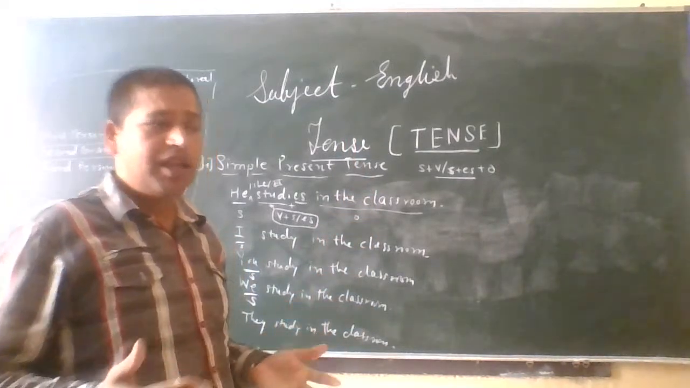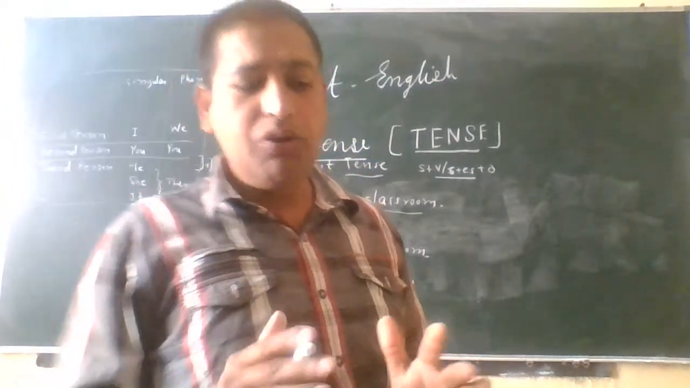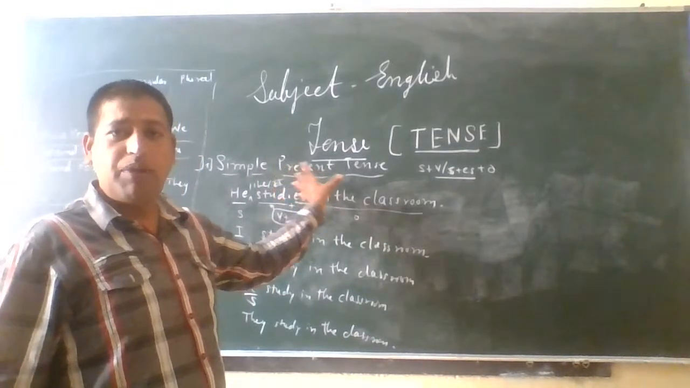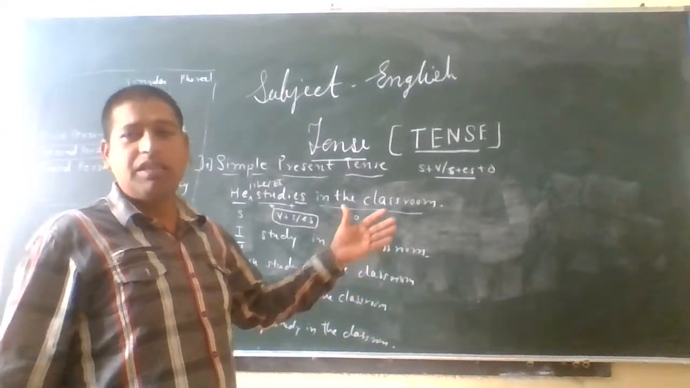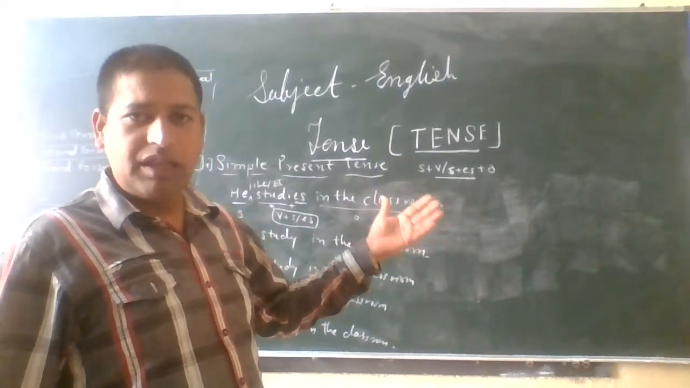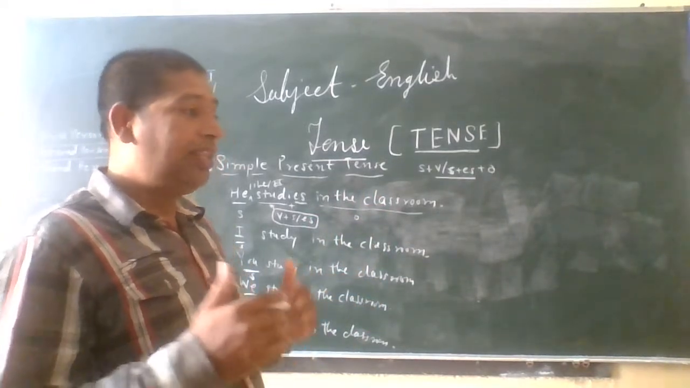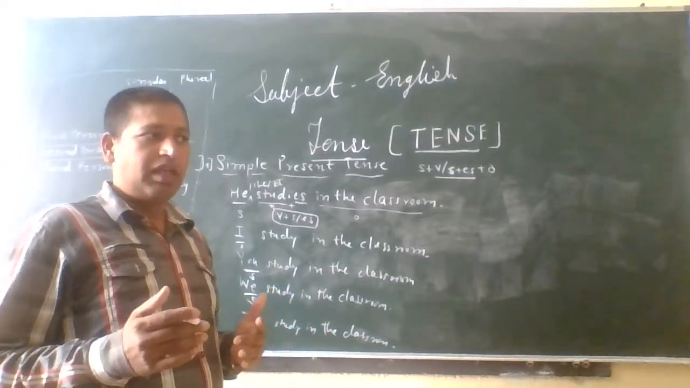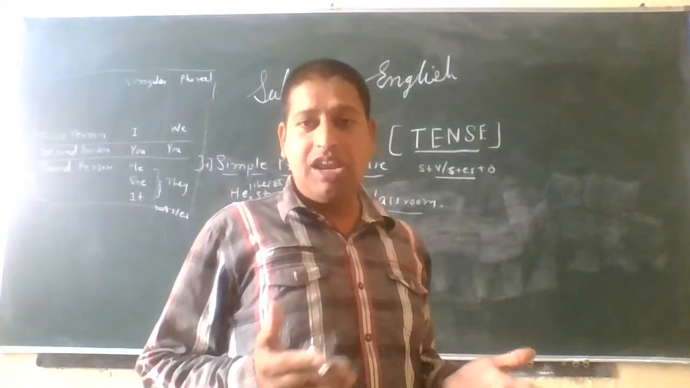Habitual action: what do we do in our day-to-day life? That comes in the simple present. For example, the sun rises early in the morning. The sun sets in the evening time. You can utilize these sentences in your day-to-day life. I read a newspaper. I study hard. I read the English text.